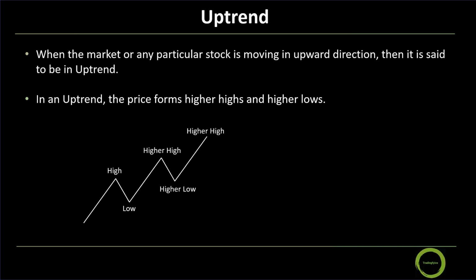Now when this pattern of higher highs and higher lows is formed in the stock, then it is basically said to be in an uptrend. Now I hope you have understood the concept of higher highs and higher lows. But however, if you have not understood yet, I request you to rewind a few seconds back and watch it again.